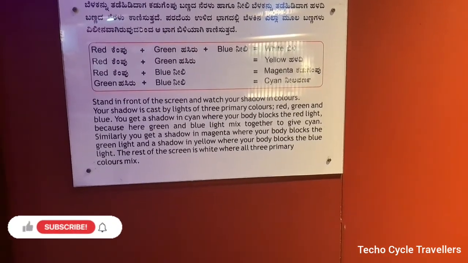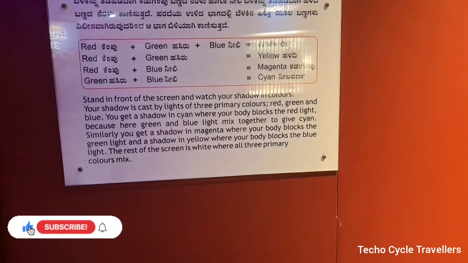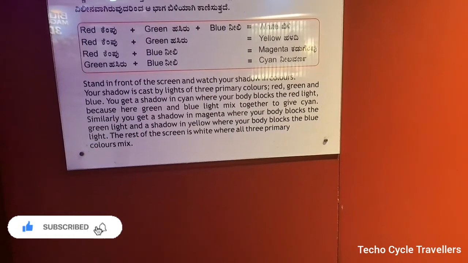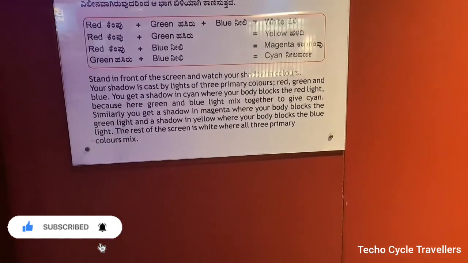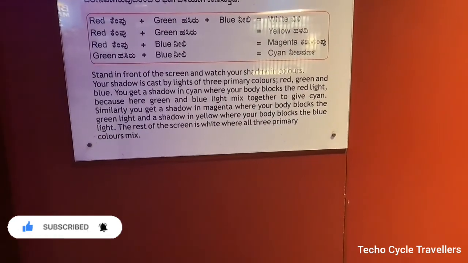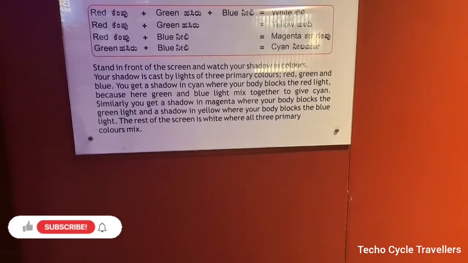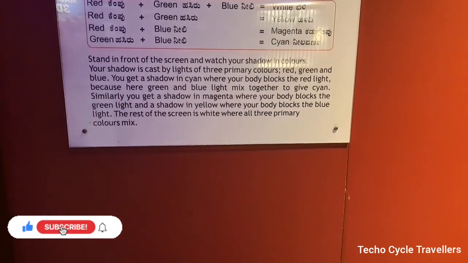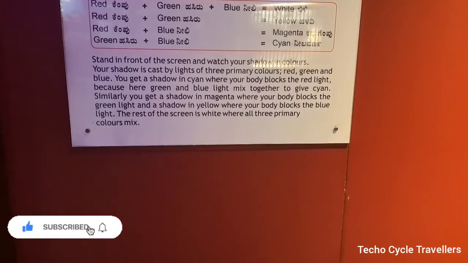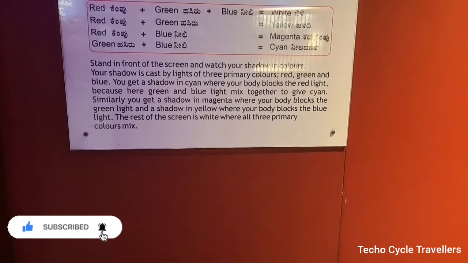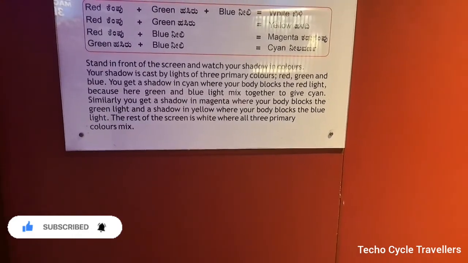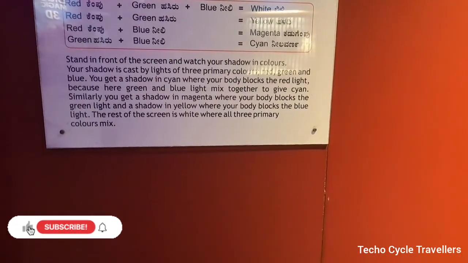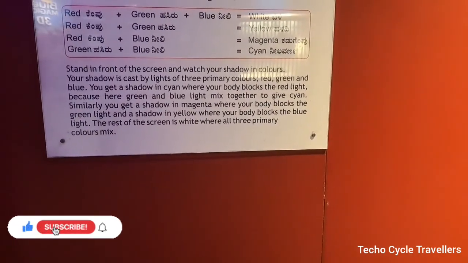Your shadow is cast by lights of three primary colors: red, green and blue. You get a shadow in cyan where your body blocks the red light, because green and blue light mixed together give cyan. Similarly, you get a shadow in magenta where your body blocks the green light, and a shadow in yellow where your body blocks the blue light. The rest of the screen is white, where all three primary colors are mixed.